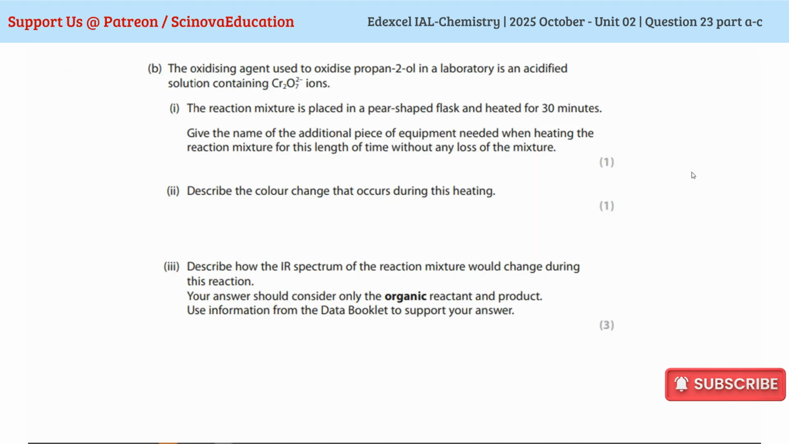Part B, give the name of the additional piece of equipment needed when heating the reaction mixture for this length of time without any loss of mixture. In this kind of heating of volatile substances, or even sometimes prolonged heating of aqueous solvents, we include a reflux condenser to minimize the loss of contents in the system.